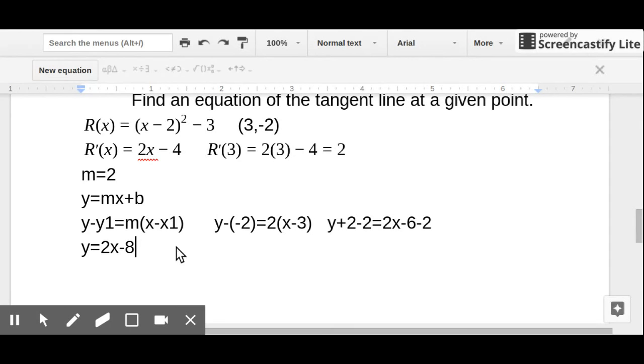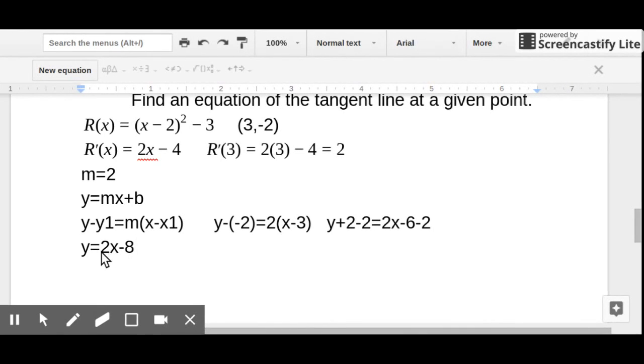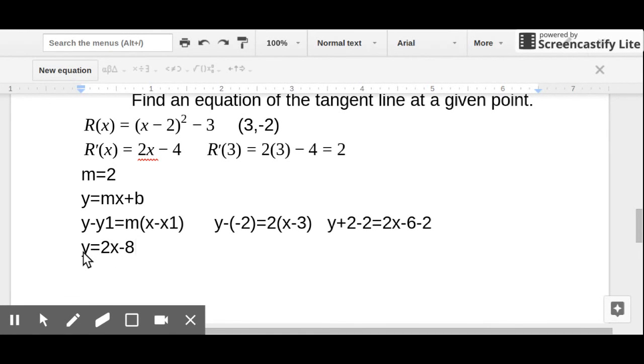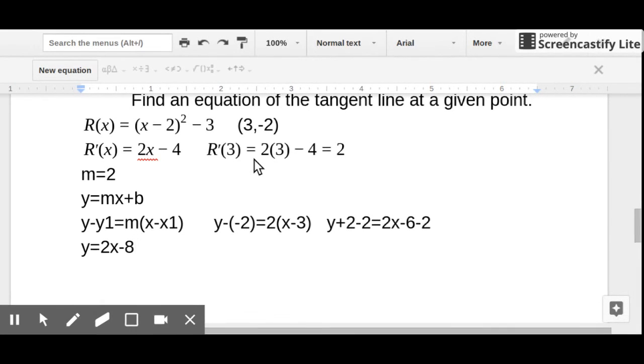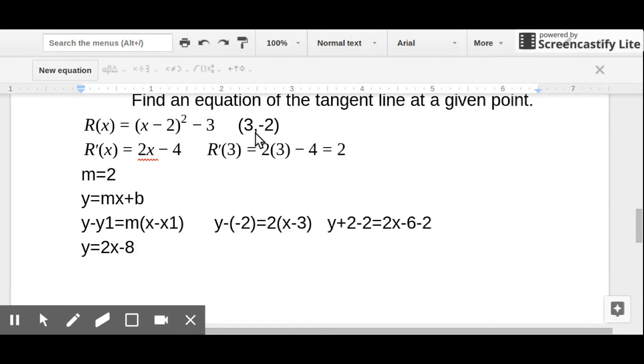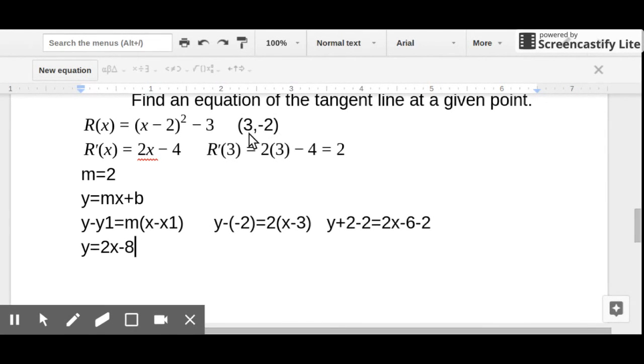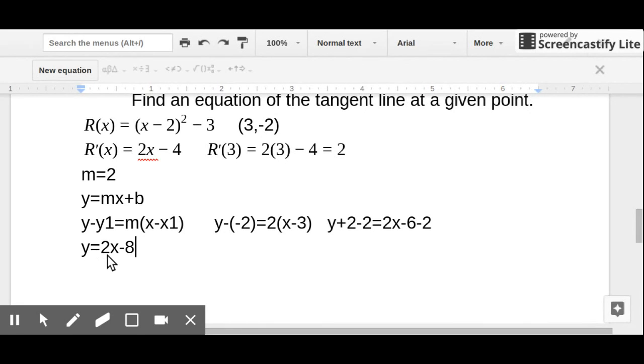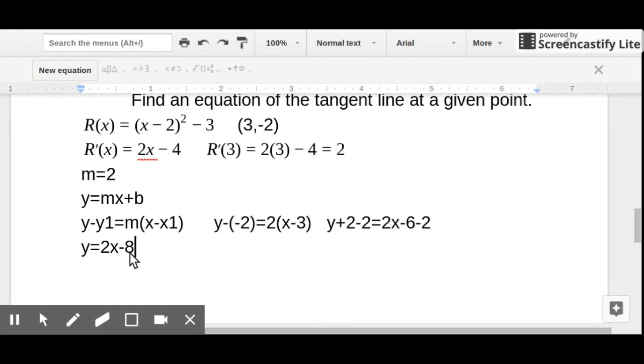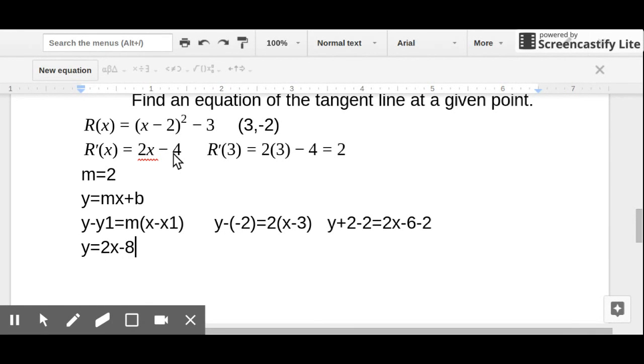Okay. Now, you should be able to take this point, take this x value, and plug it into here, and your y better be negative 2. Okay, because remember, this is a point on the graph, and that tangent line is passing through that point. So what they have in common is this point right here. If I plugged in 3, I get 6, and 6 minus 8 is negative 2.